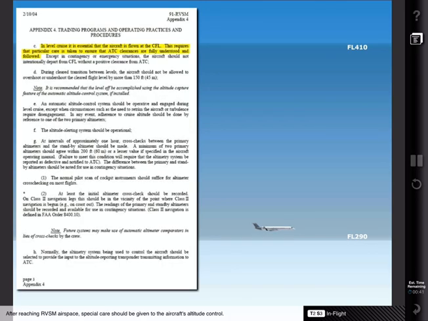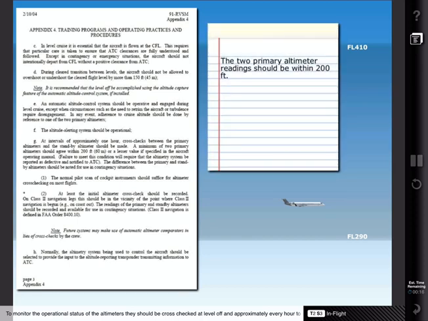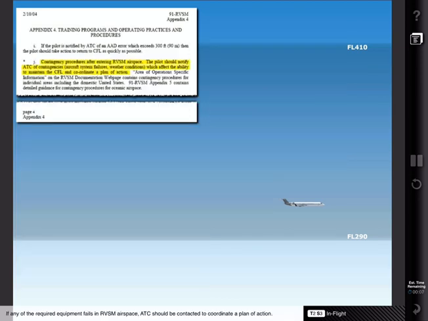After reaching RVSM airspace, special care should be given to the aircraft's altitude control. First, when changing altitudes, be sure to not overshoot or undershoot an assigned altitude by more than 150 feet. The autopilot should always be connected during flight in RVSM airspace. To monitor the operational status of the altimeters, they should be cross-checked at level off and approximately every hour to ensure they are within tolerances. If any of the required equipment fails in RVSM airspace, air traffic control should be contacted to coordinate a plan of action.